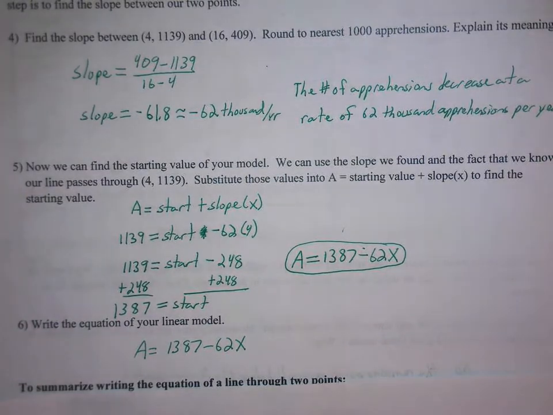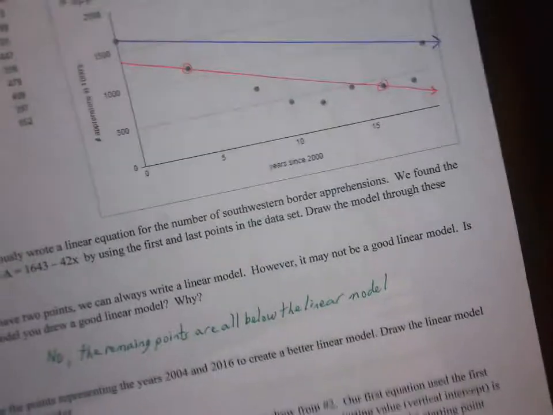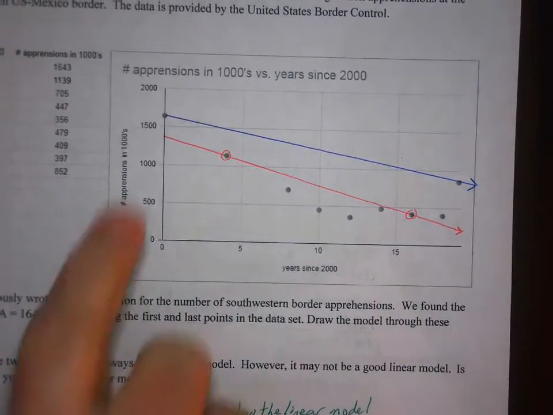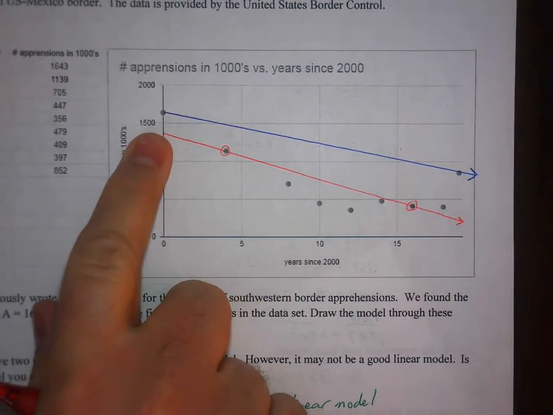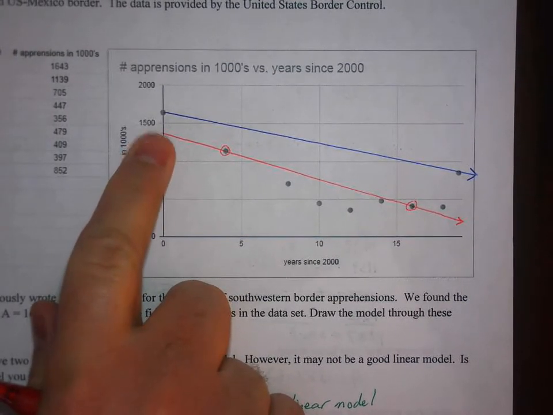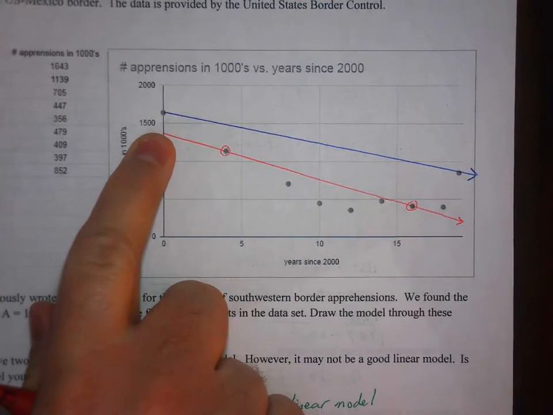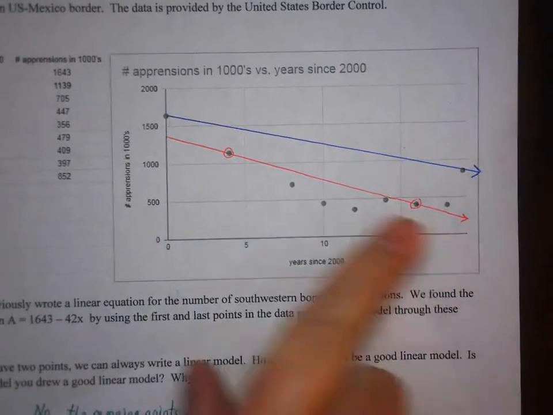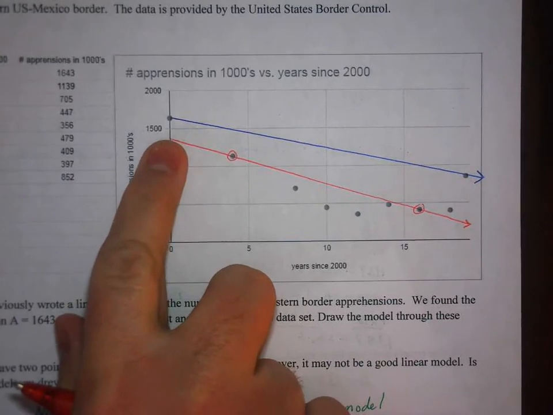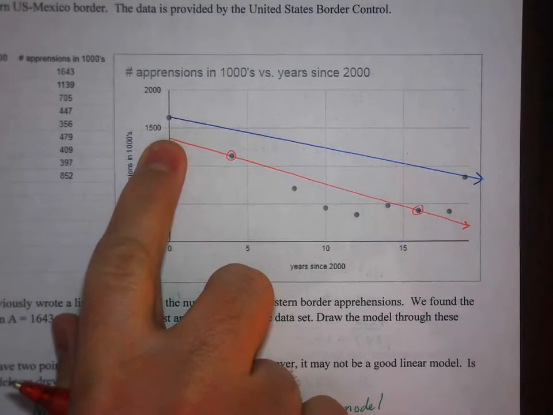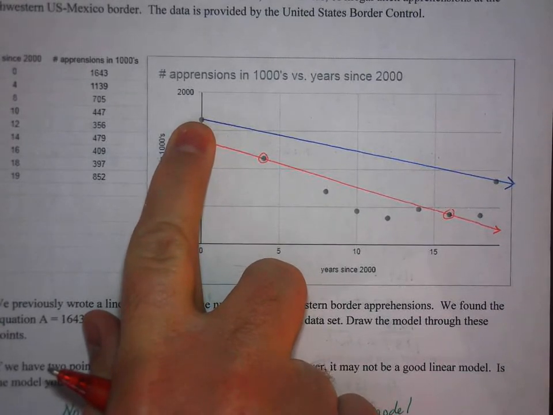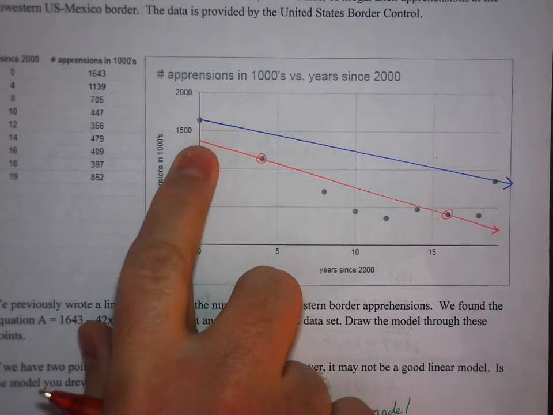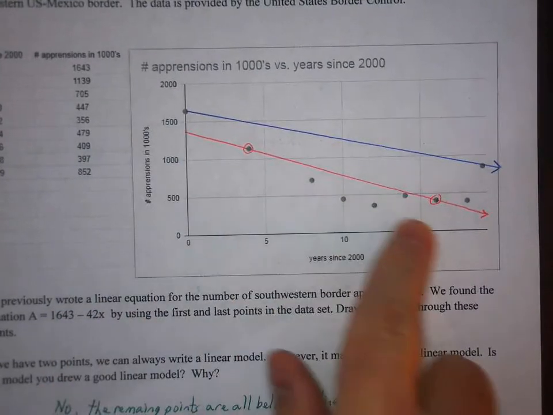So rather than using the first and second points, now that we're using the red line here, we guessed the starting point would have been about 1400. Now, in essence, without going into too much detail, what that's telling us is that, based on the data, we would have expected fewer apprehensions than there actually were, because there were 1,643,000. We would have expected fewer than that based on the rest of the data.